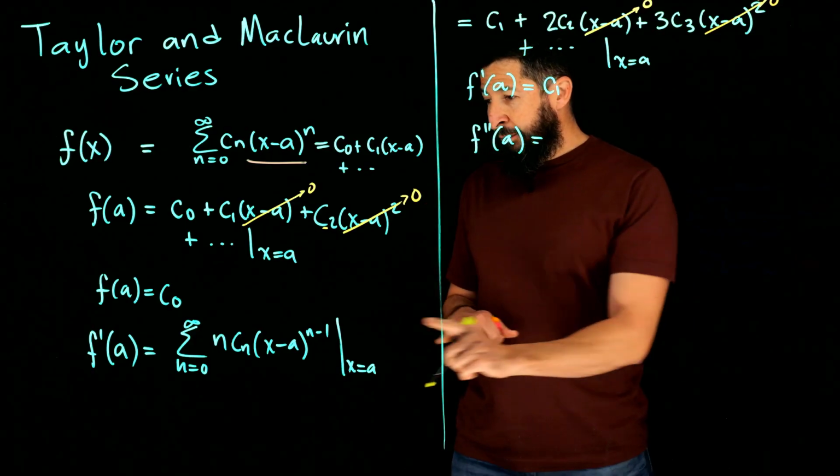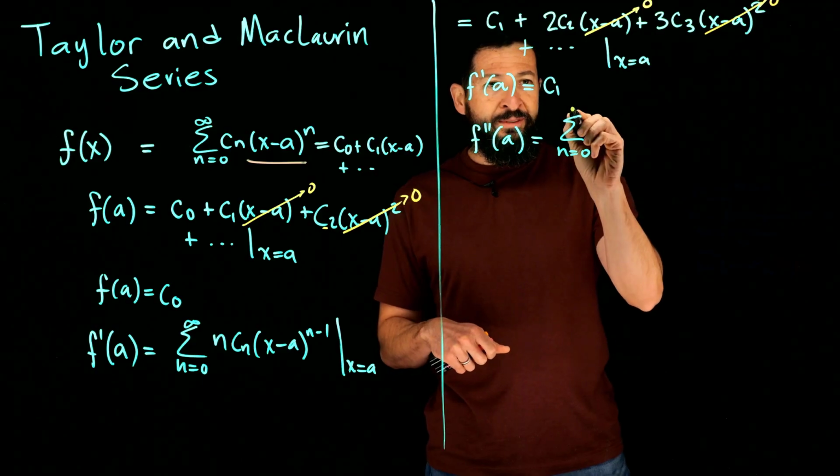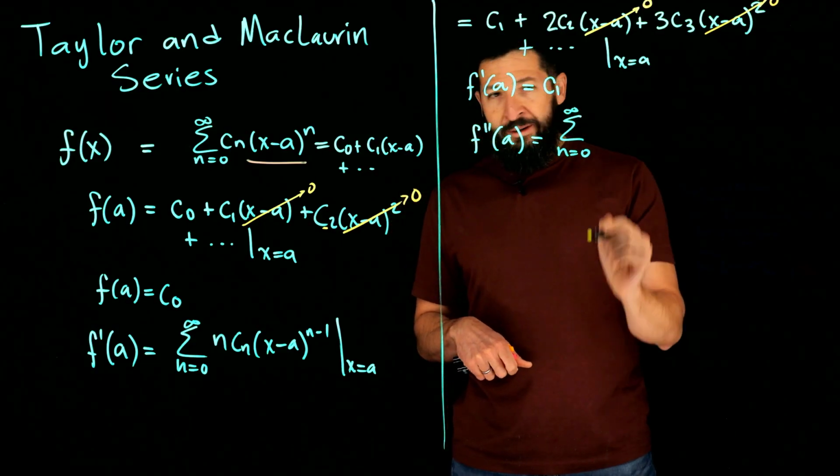Anyways, if you take the derivative of this expression here, you would have the sum from n equals 0 to infinity, and then you take your derivative of that.